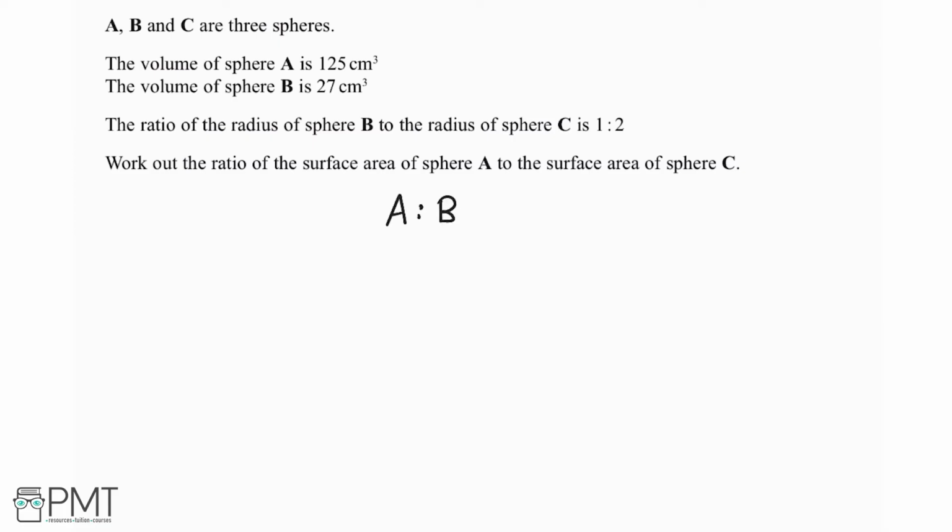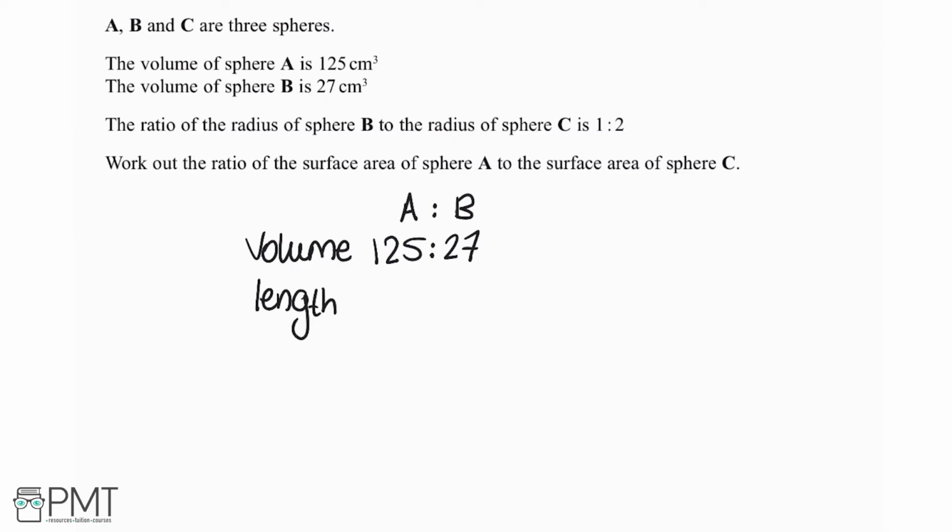Now we know the volume of sphere A and the volume of sphere B. So the ratio of the volume is going to be 125 to 27, because A is 125 centimeters cubed and B is 27 centimeters cubed. So now I'm going to have a look at length. Now a little trick to remember what to do here is we need to look at the units. The units for volume, well, that's been used in the question. We've got centimeters cubed. So sticking with centimeters, our units for length are going to be centimeters.